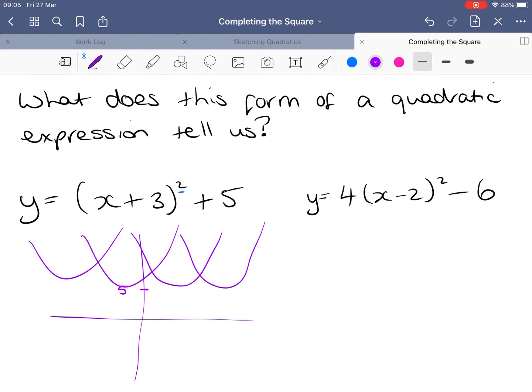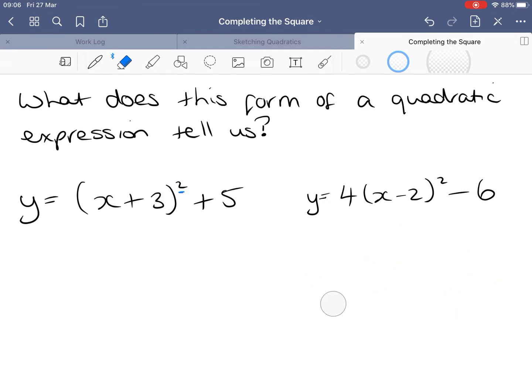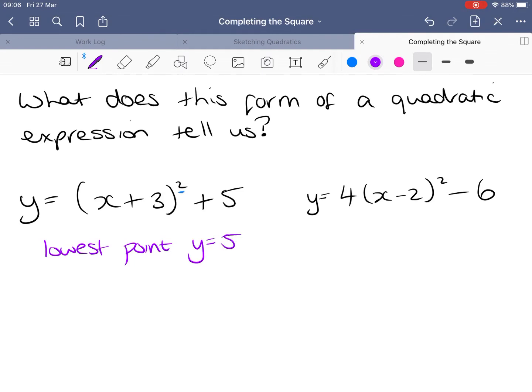And in the other one, I would know the lowest value this could be would be minus 6. So again, my quadratic graph is going to look like this. The lowest it can ever go is to minus 6. So that's a fantastic bit of information that it's telling us. But when is it at its lowest point? So the lowest point is y is equal to 5.